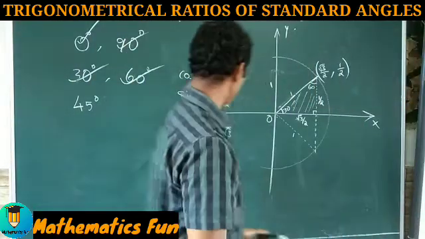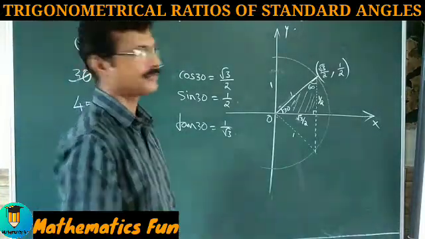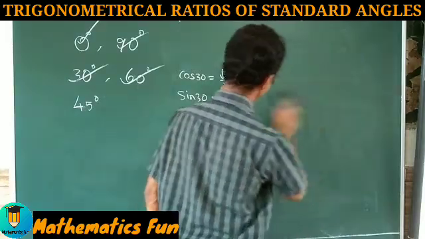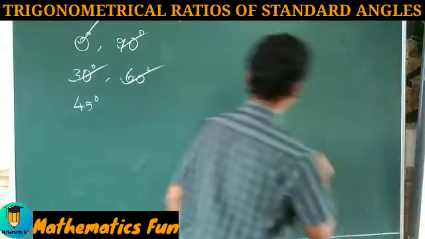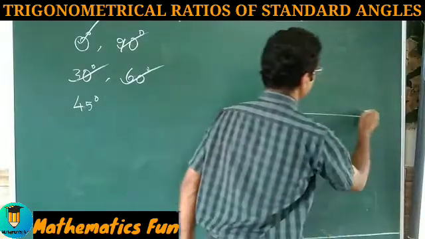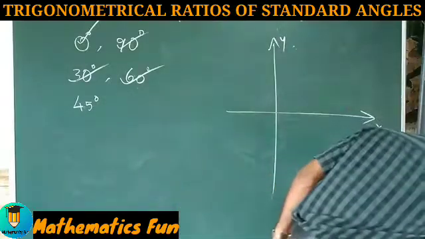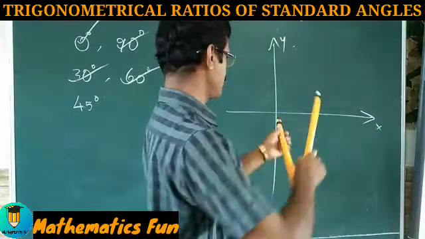Now one more is left over, that is 45 degree. The 45 degree case we can also do by the same method with the help of the unit circle. That is also what I will show you. Again we need a unit circle, and with its support I am deriving it.